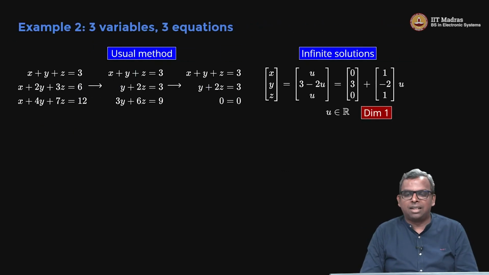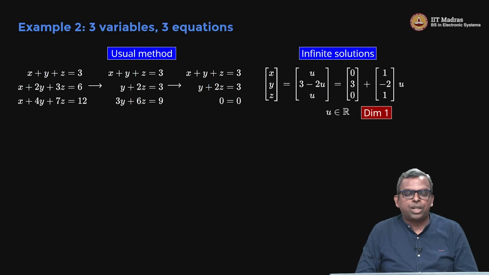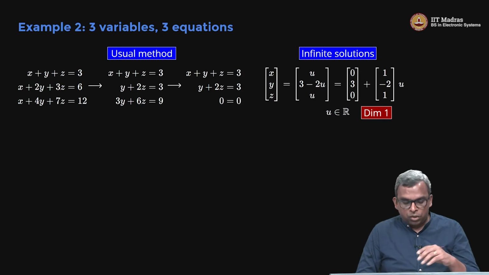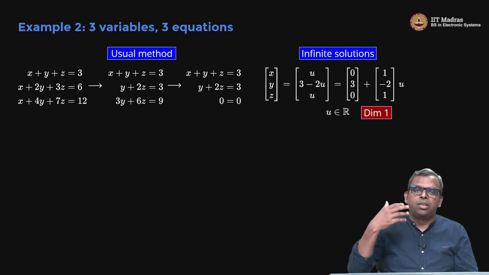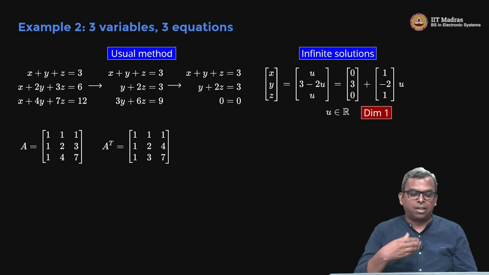Okay. Here is the next example. So in this example, I've cooked up an example for which, even though you have 3 variables, 3 equations, there are infinitely many solutions. Okay. So this can happen when the rank is not full. Okay, when the rank is not 3. So that we can check.